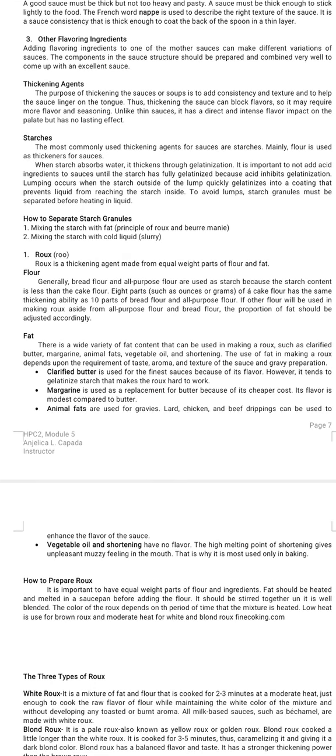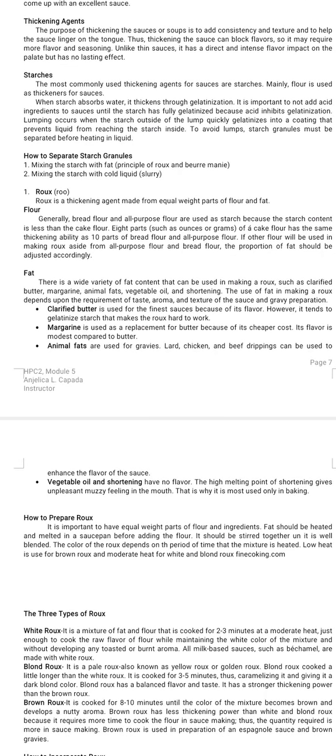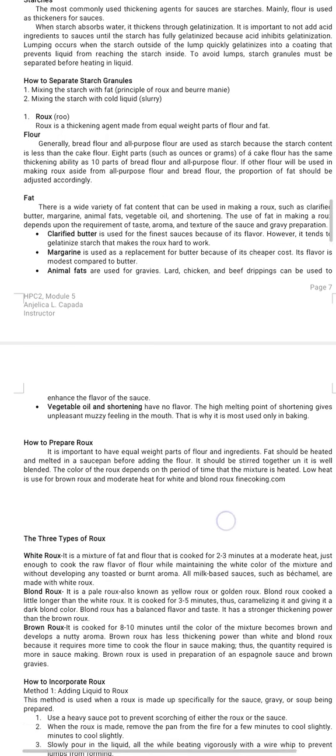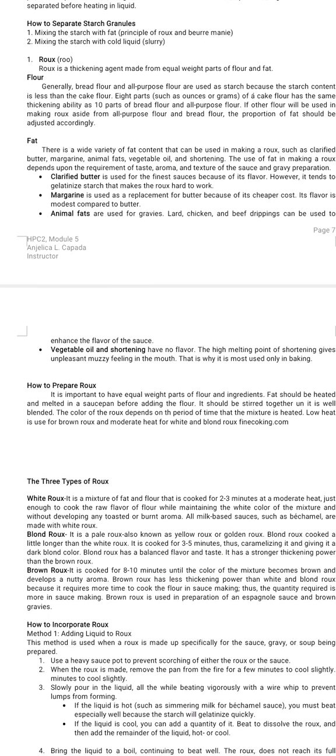Thickening agents. The purpose of thickening the sauce or soups is to add consistency and texture and to help the sauce linger on the tongue. Starch. The most commonly used thickening agent for sauce is starch. Mainly flour is used as thickener for sauce. How to separate starch granules. First, mixing the starch with fat. Second, mixing the starch with cold liquid.